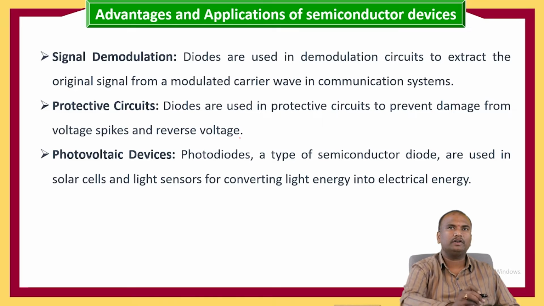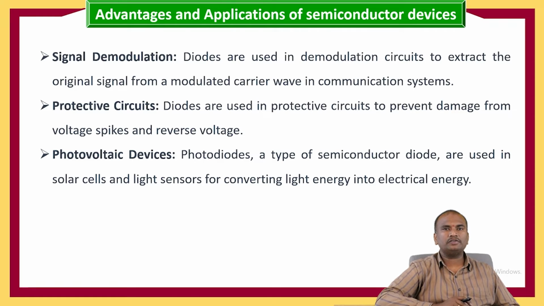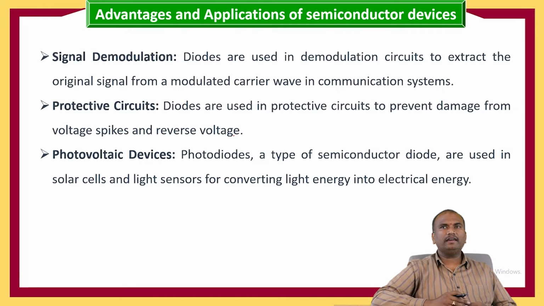And protective circuits. Diodes are used in protective circuits to prevent damage from voltage spikes and reverse voltage. Wherever we are protecting equipment, we should not allow sudden changes in the voltages. So at that particular place, if we place the diodes, they will not allow sudden changes in the voltage, and they will not allow the reverse voltage also.